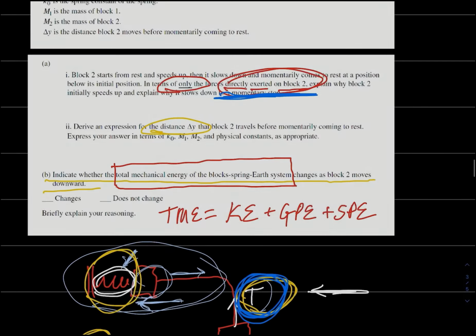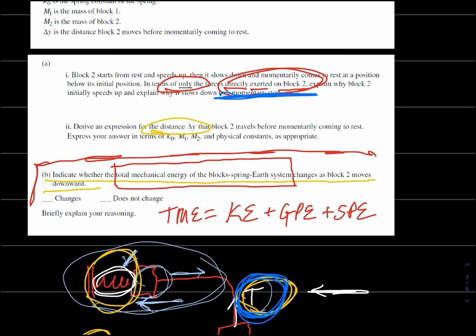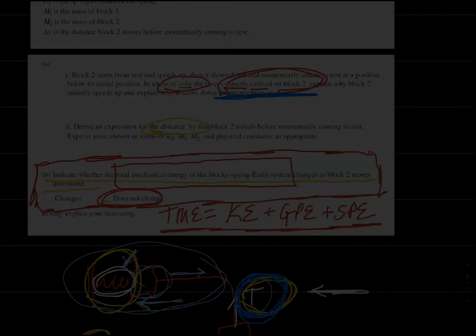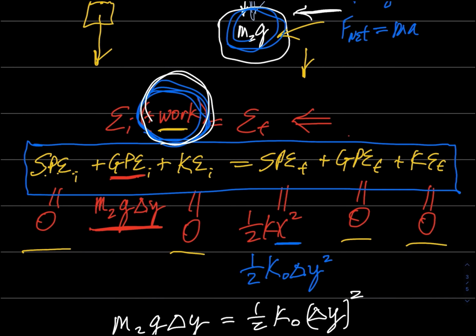And I think the only other thing to point out was in this problem: indicate whether the total mechanical energy changes as block 2 moves downward. We know it doesn't change, and thus the total mechanical energy doesn't change. But they wanted you to say, well, it's not changing because there are no non-conservative forces. There's no friction, and there's no external forces. That's why. So going back to our solution here, without friction, this is true without the work. And what that means is there was no friction and no external forces.